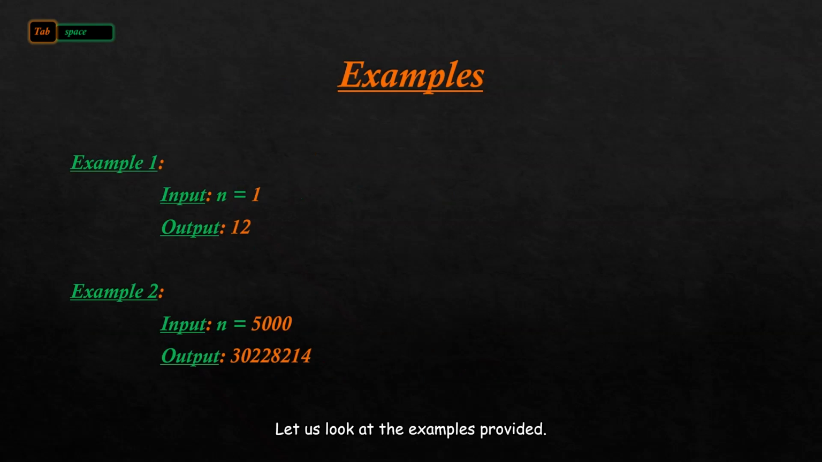Let us look at the examples provided. When n equals 1, we have only a single row with 3 cells. By carefully counting all valid color combinations that satisfy the adjacent rule, we find that there are 12 valid ways. In the second example, n equals 5000. The output is a large number, over 30 million. This clearly indicates that a brute force or naive solution would be impractical and inefficient.